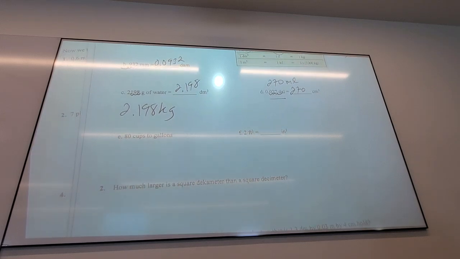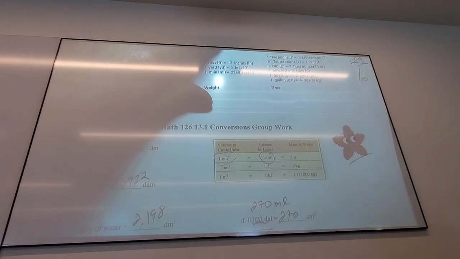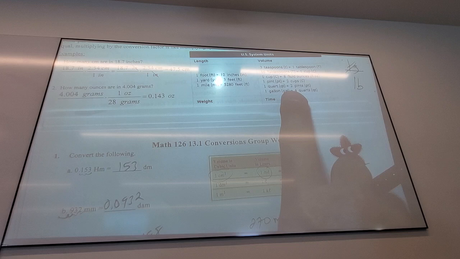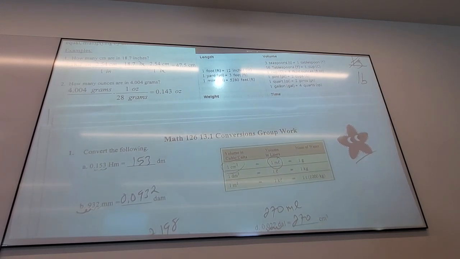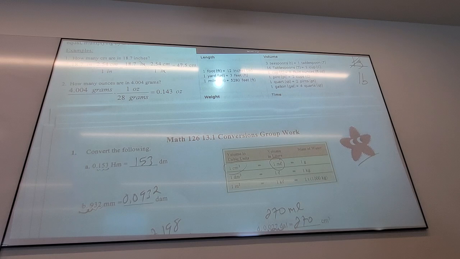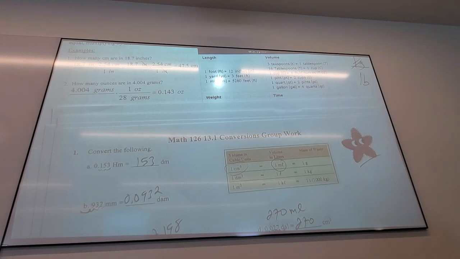Cups to gallons. So I really liked when I was walking around the room, I heard a lot of you guys talking about the path to get from this to this. Beautiful. A lot of people try to skip that, which is crazy. So what's the path to go from cups to gallons? Cups to pints, to quarts to gallons. I like it. So if I go 80 cups, how many cups in a pint? 2 cups in a pint. How many pints in a quart? 2 pints in a quart. How many quarts in a gallon? 4. And gallon is G-A-L.